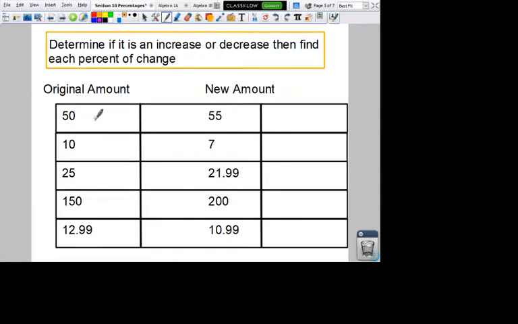So look at this first one. If my original is 50, my new is 55, is that an increase or a decrease? Is it going up or is it going down? Which means it is an increase. Increase means we're going up, decrease means we're going down. So all we're going to do is say, is it increase or is it decrease? And then we're going to find the percent of change.